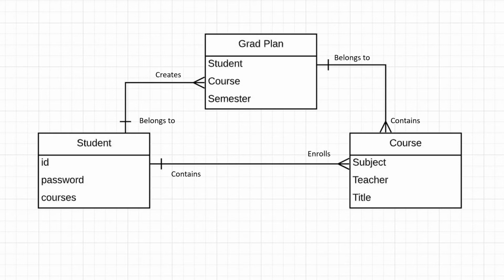Student has an ID, password, and course. The grad plan has a student, course, and semester, and the course has subject, teacher, and title. Each entity is also related to the other two.